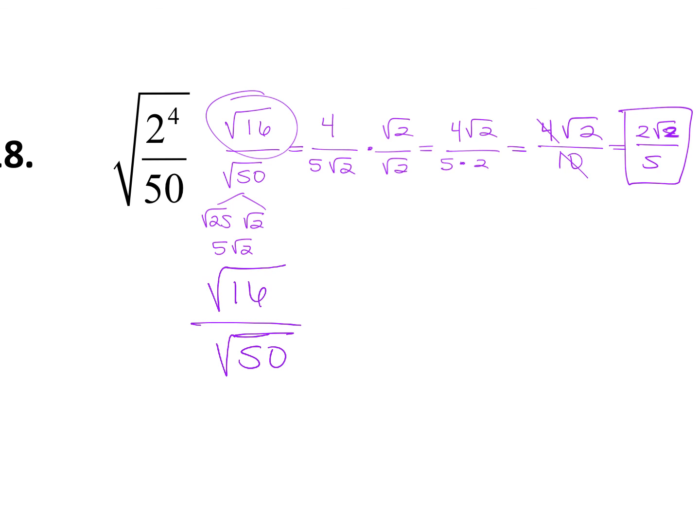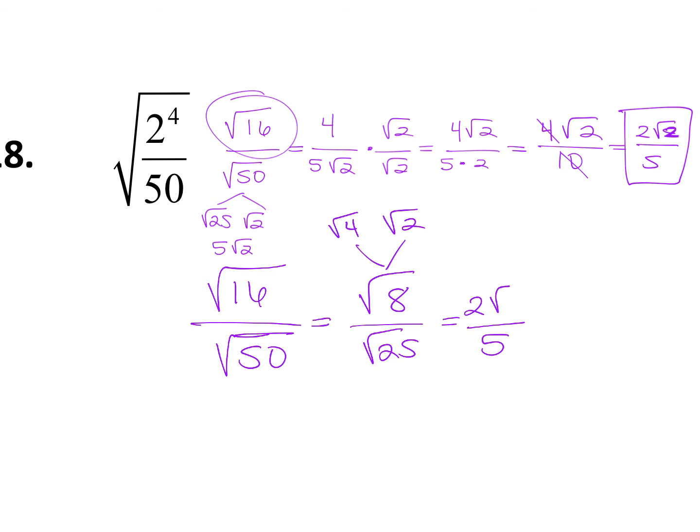If you reduce that fraction first, they're both divisible by 2, so the square root of 8 over the square root of 25, that gets your radical out of the denominator right away, right? And then this would be the square root of 4 times the square root of 2, so that's 2 rad 2 over 5. Notice, same answer, much less steps. So there's often multiple ways to get there with these. Take the one that you see, and hopefully you pick the easiest. Any questions on that?